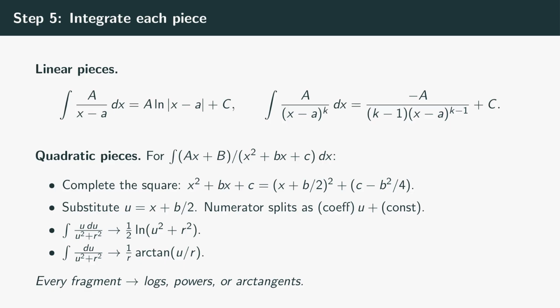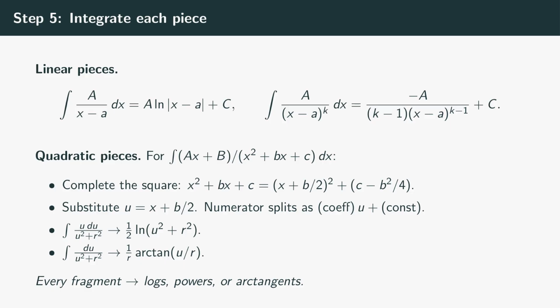The quadratic pieces are the most involved. Given the quantity ax plus b over the quantity x squared plus bx plus c, first complete the square on the denominator. That turns x squared plus bx plus c into the quantity x plus b over 2 squared plus r squared for some positive r squared. Then substitute u equals x plus b over 2, so du equals dx. The denominator becomes u squared plus r squared. The numerator, in terms of u, splits as some coefficient times u plus a constant.